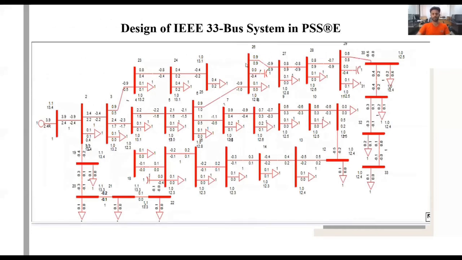Basically, we have designed the IEEE 33 bus system in the Power System Simulator for Engineers, PSSE software, in which this is an idea of the 33 bus system. You can see that bus 1 is a slack bus, while the other buses are load buses, in which different ratings of loads are connected, which causes a low voltage profile, low power factor, and high power losses in the system.